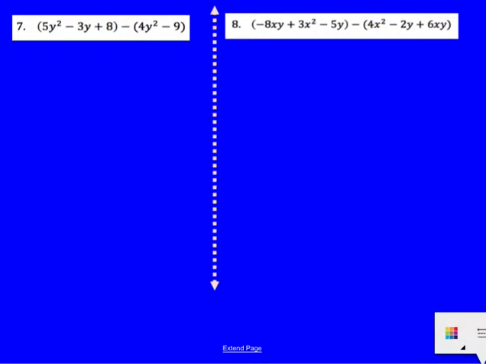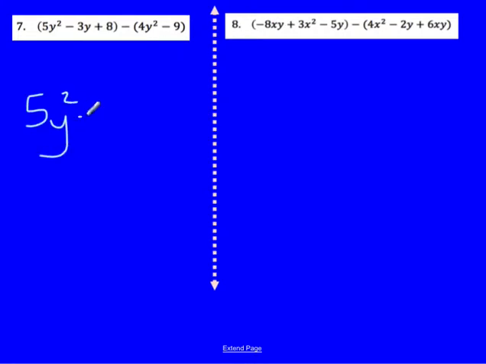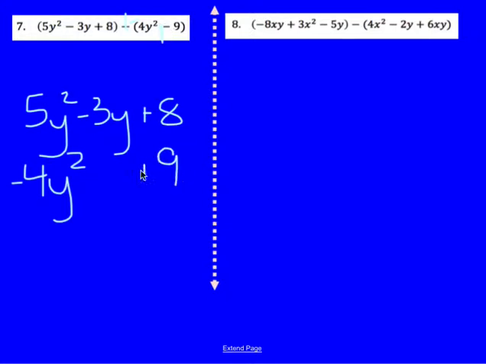So for number 7, what I'm going to do first is write that first one out. So I have 5y squared minus 3y plus 8. So I'm going to take that -1 and distribute it to each of the things that follows. So that 4y squared is going to become negative and the 9 is actually going to become positive. So then we're going to do a negative 4y squared. That's going to be in the y squared column. And then this is going to become a plus 9 since I have to change the sign, and that's going to go in my constant column.